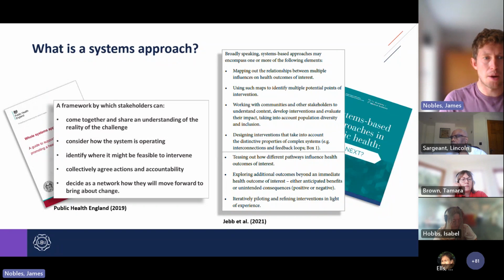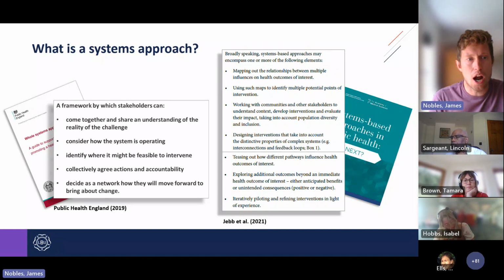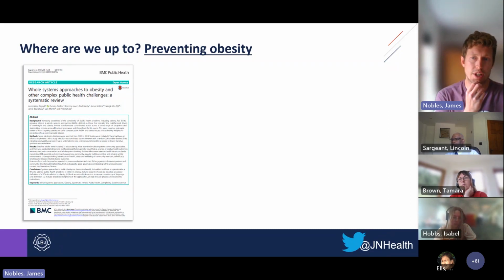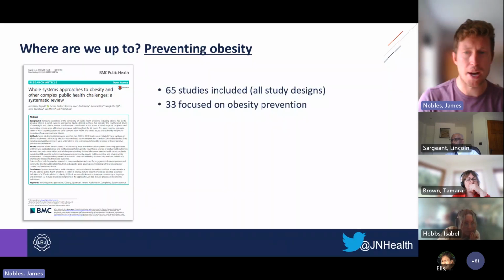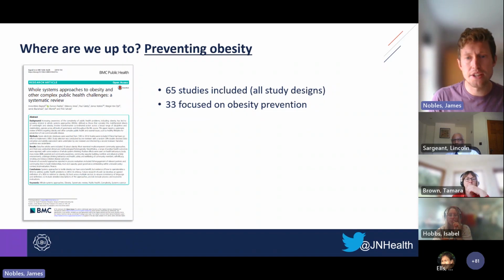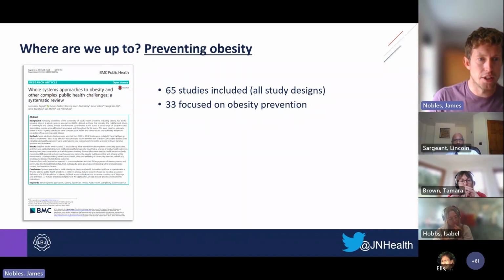So with that being the working definition that I'm speaking to, what does the evidence base look like around these kinds of approaches? Unfortunately, at the moment, we're not seeing a lot of good quality research yet in this field. In our review of the evidence, which was published back in 2019, we found about 65 studies implementing something which resembled a systems approach in a public health context. And 33 of those were focused on obesity prevention.